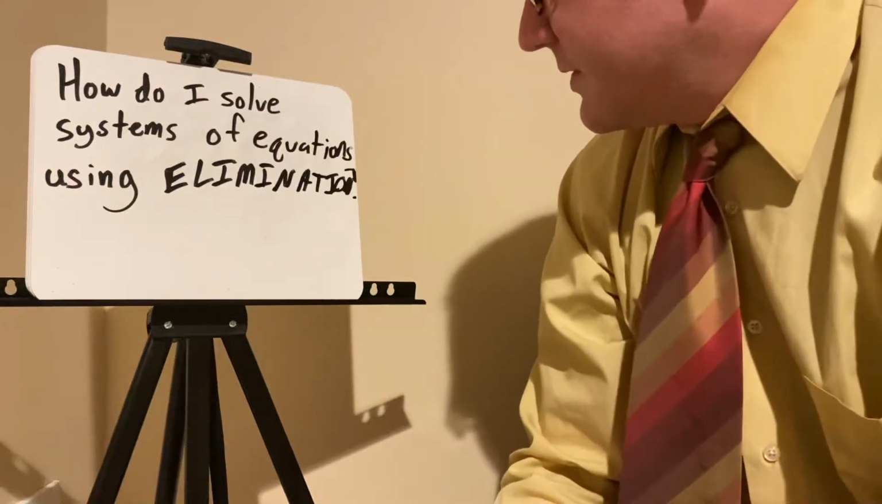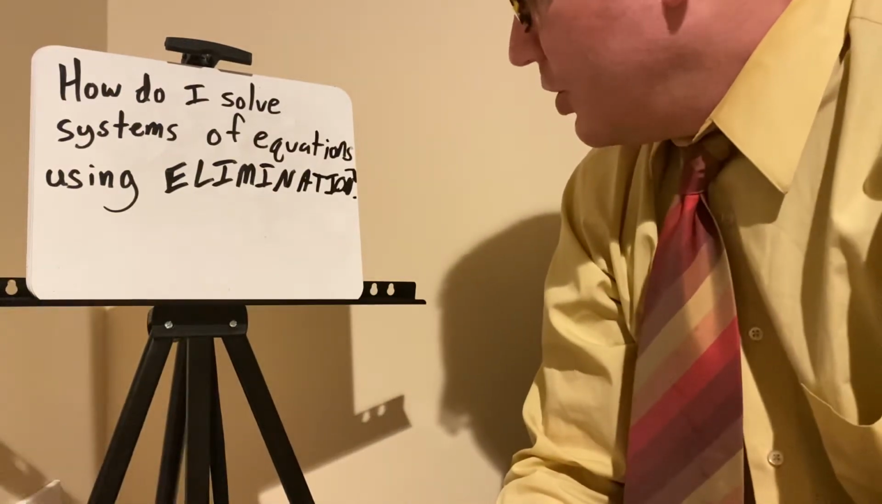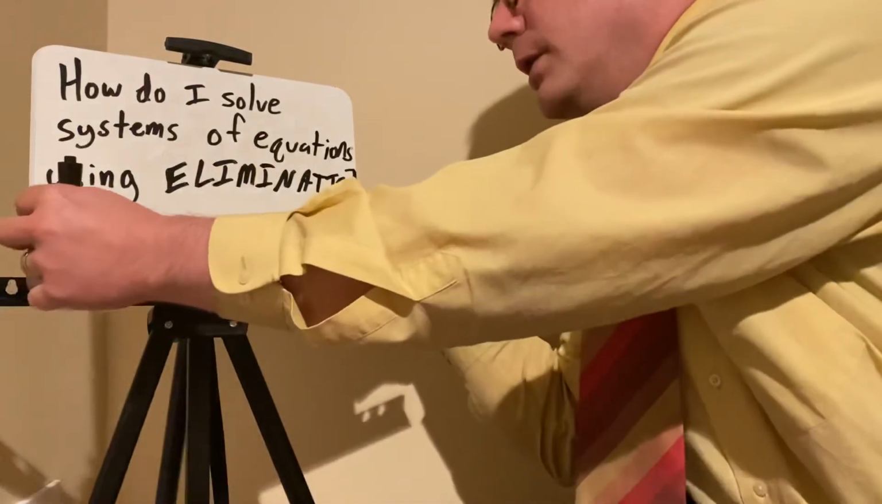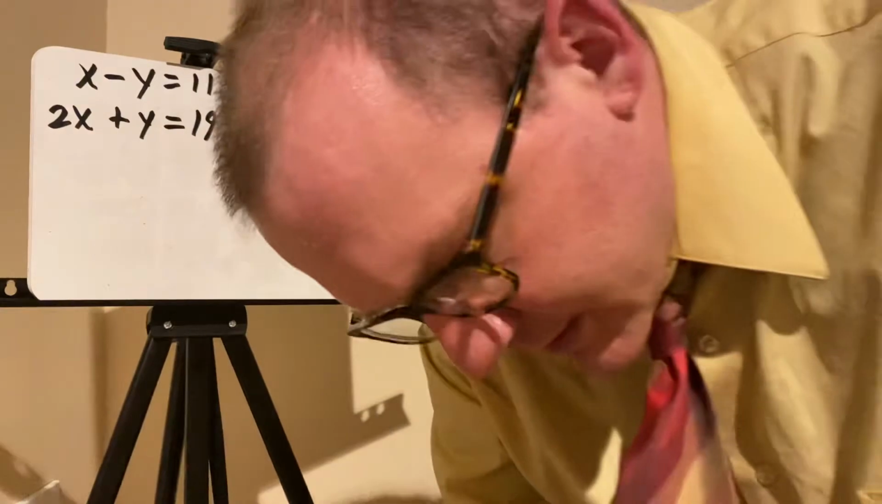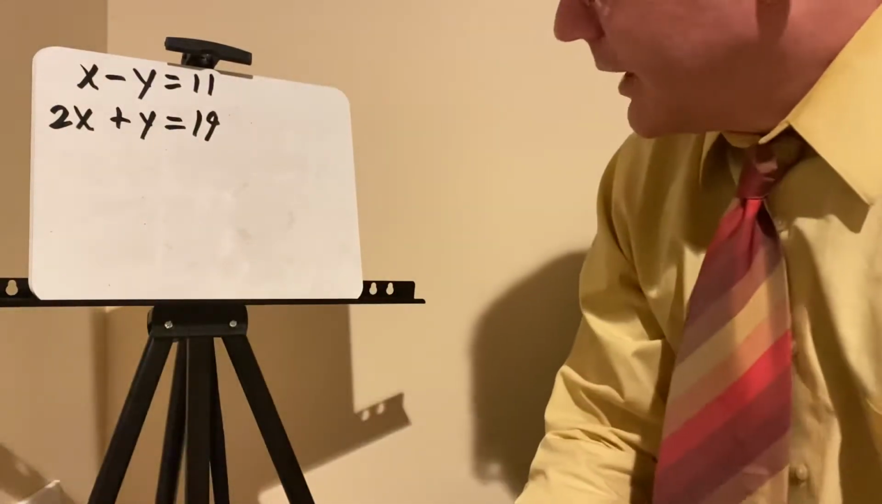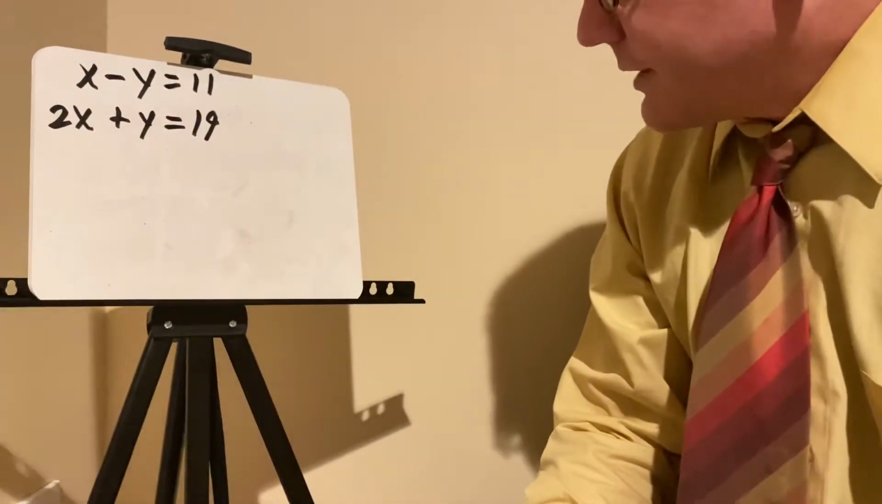How do I solve systems of equations using elimination? So if you have a system of equations like we do here, we have x minus y equals 11 and 2x plus y equals 19.